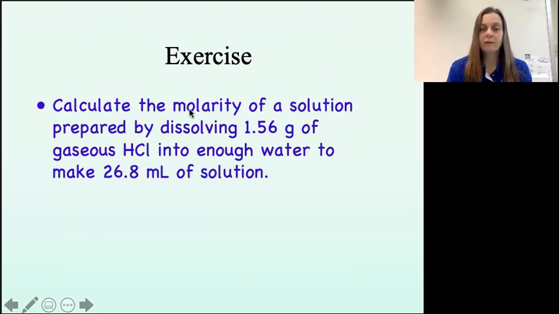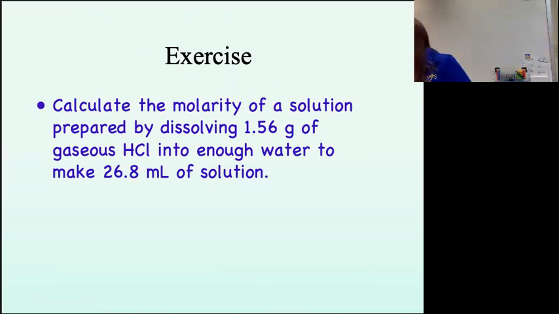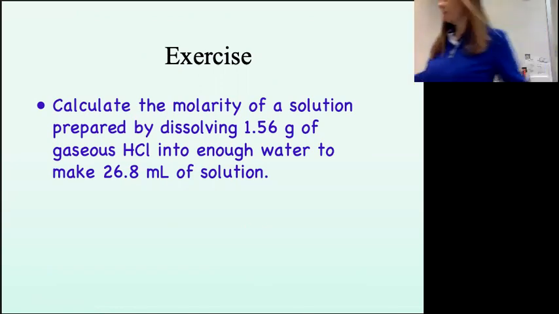So before we can calculate molarity, because molarity is moles per liter of solution, we need to convert our grams of hydrogen chloride into moles of hydrogen chloride. And then we need to divide that by the 26.8 milliliters. But since it's per liter, we want to convert the 26.8 milliliters to liters. So we've got a couple of steps here. Let's see if we can get this figured out.